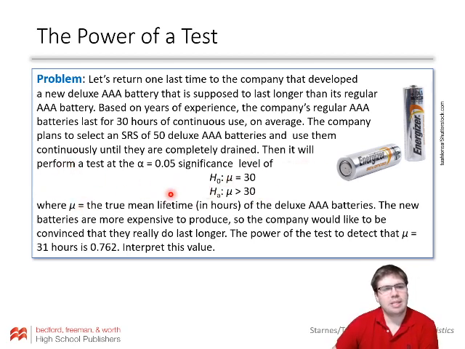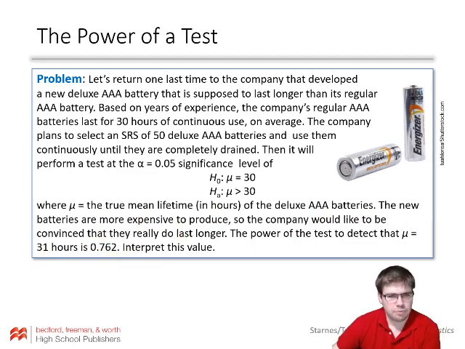Where mu is the true mean lifetime in hours of the deluxe AAA batteries, the new batteries are more expensive to produce, so the company would like to be convinced that they really do last longer. The power of the test to detect that mu equals 31 hours. With these power calculations, a lot of times you have to have an actual mean. So if the mean was actually 31 hours for these deluxe batteries, they calculated the power. There's a 76% chance.